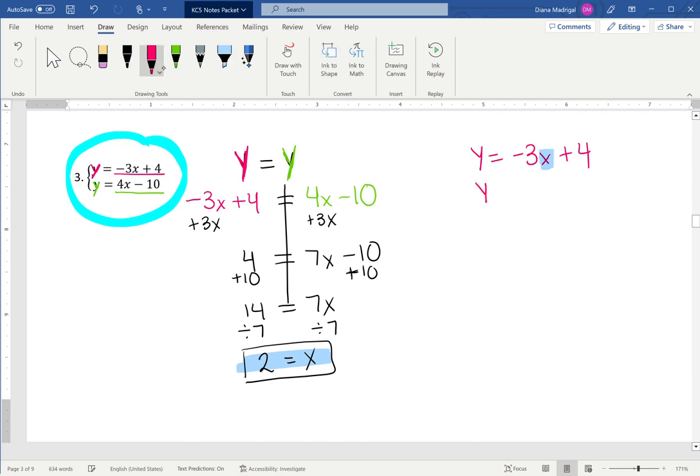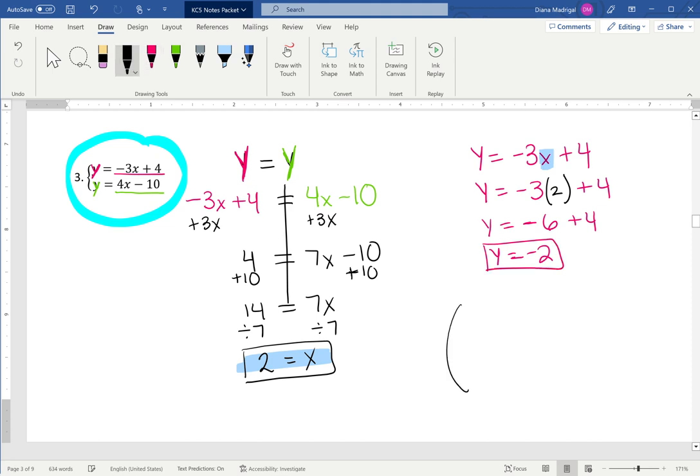I'm going to do y equals negative 3. I see x next to 3, so I'm going to plug in 2, plus 4. Okay, and then you just do the math. Negative 3 times 2 is negative 6 plus 4. And I don't know why it's not letting me type anymore. There you go. All right, negative 6 plus 4 is going to give you negative 2. So my final answer, I have y equals negative 2. My final answer is going to be 2 and negative 2, x and y.